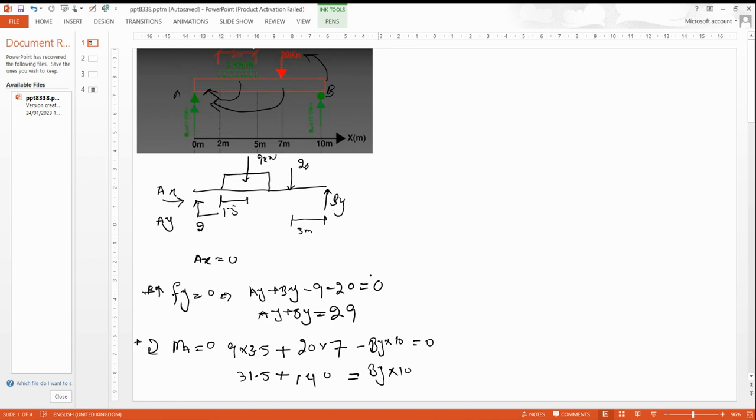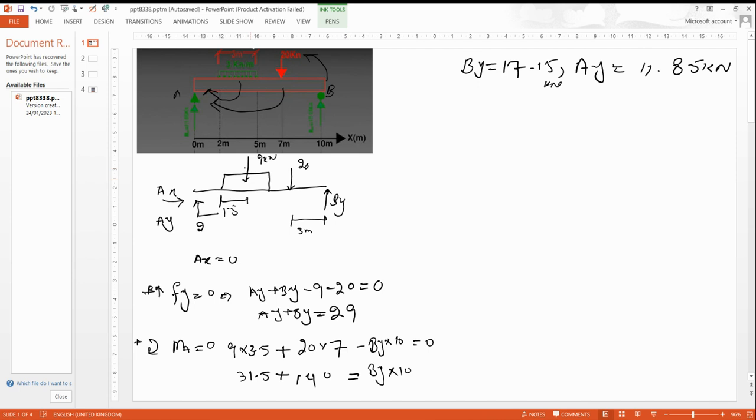So By is 17.15, and Ay will be just 29 minus this answer, so we will get Ay. The answer is 11.85, about 12 kilonewton. So we have found the supports.